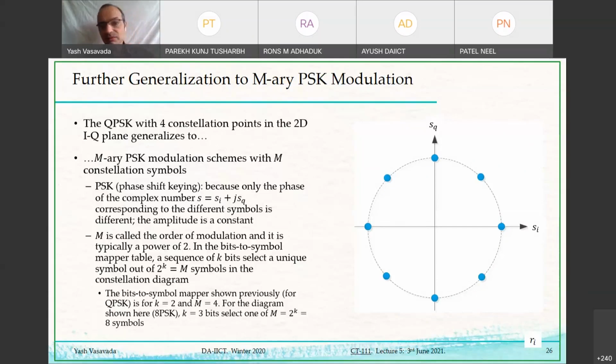So maybe those 3 bits are just like what we did for QPSK. I can say that if I get 3 bits as 0, 0, 0, I will send this particular constellation point. If I get 0, 0, 1, I will send this point. Maybe if I get 0, 1, 0, I'll send this point, and so on.